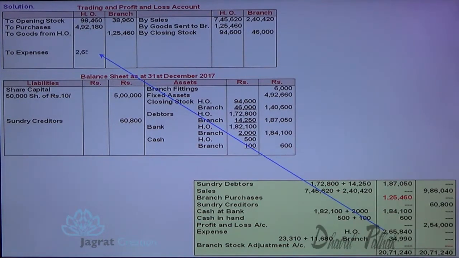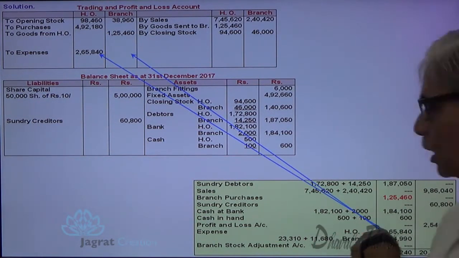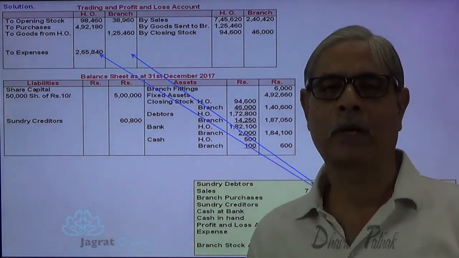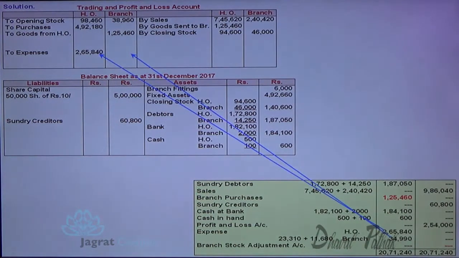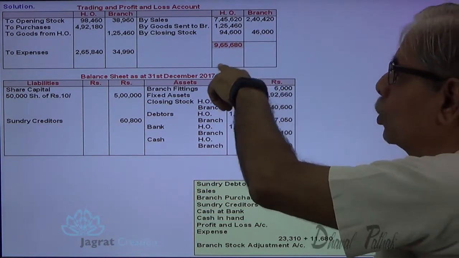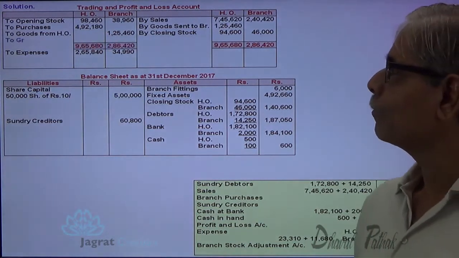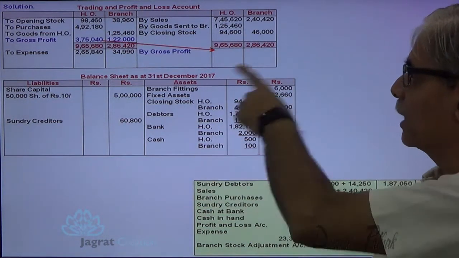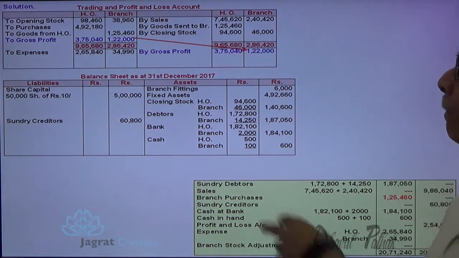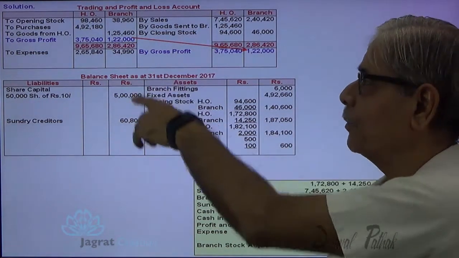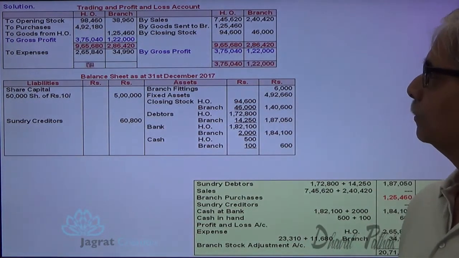Expense of HO 2,65,840, and branch expenses, total branch expenses paid by HO and branch both together. That works out to be 34,990. They are the branch expenses. Branch stock adjustment account is closed. This is how these details are recorded. Now total of credit minus total of debit, you will get the gross profit. So this is the gross profit transferred to the profit and loss account. Expenses will be deducted. You will get the net profit.